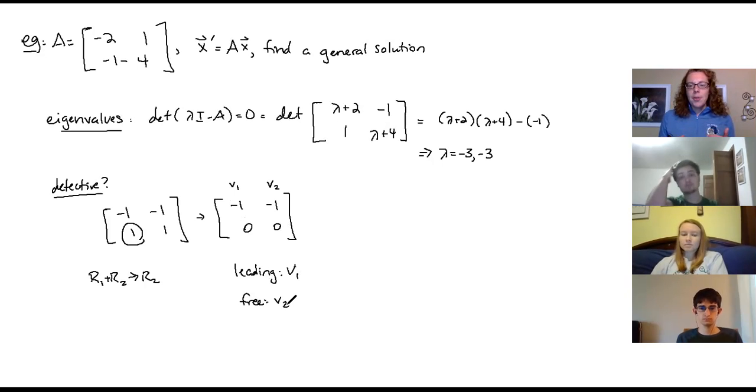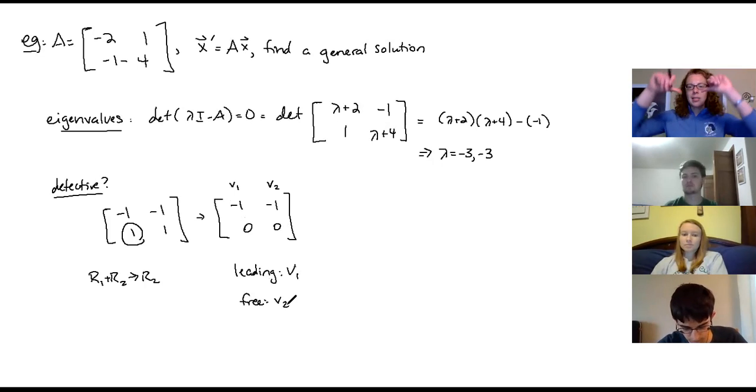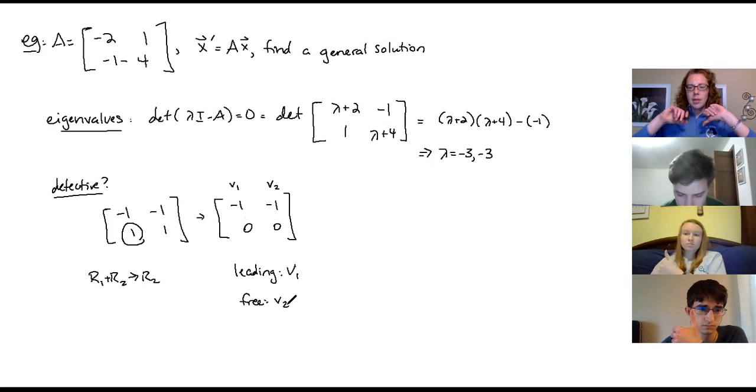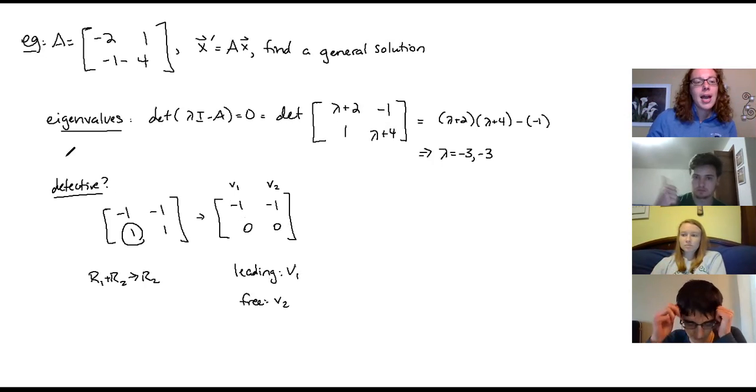Give me a thumbs up or thumbs down for defective. Look at algebraic multiplicity, look at the number of free variables. Yes or no for defective? I am getting thumbs up. Yes, this is defective.